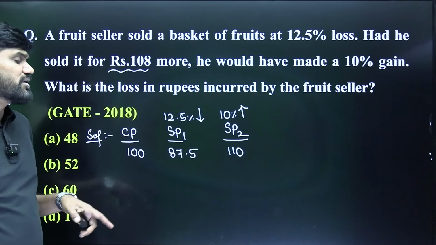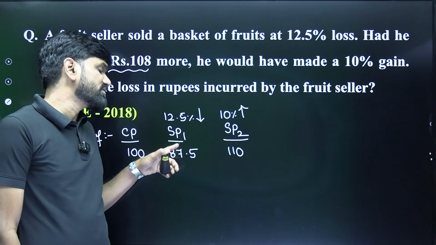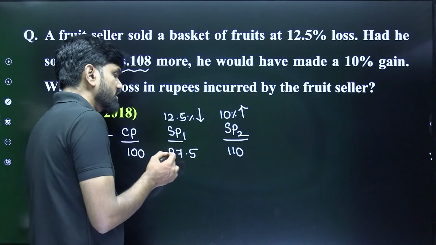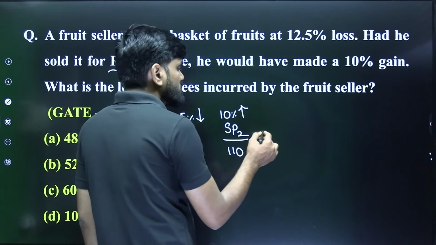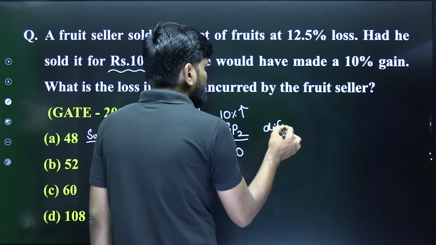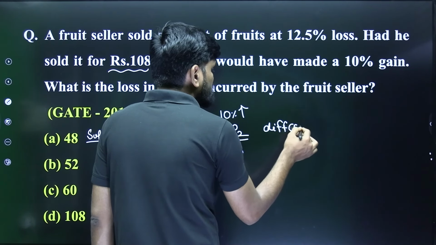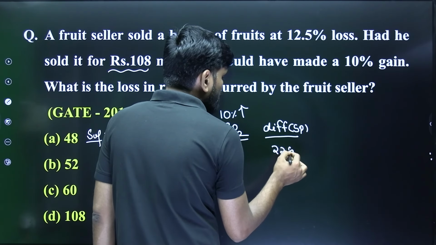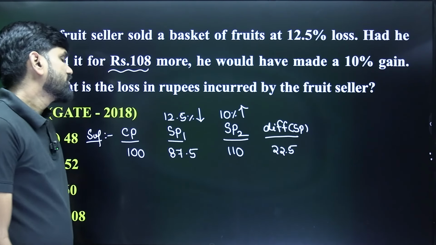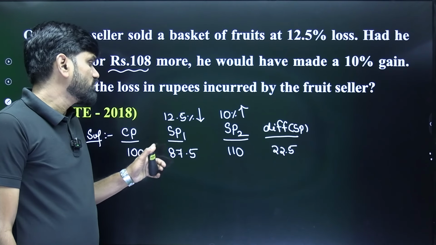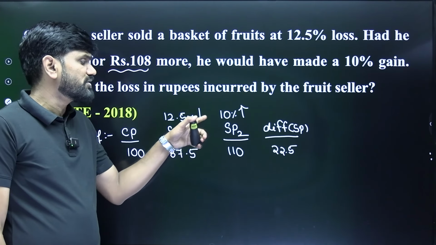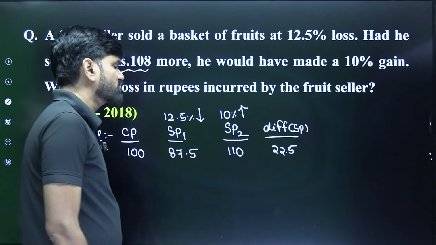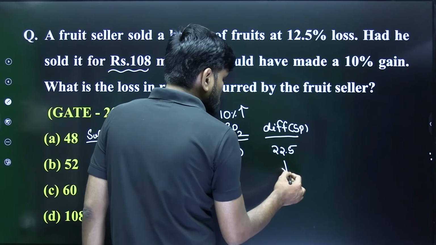What is this 108? That 108 represents the difference between the first case selling price and the second case selling price. So if the cost price is 100, the difference between the selling prices would have been 22.5. If the cost price is 100, to go from 12.5% loss to 10% gain, you need to sell it for 22.5 more. But in the problem, it is not 22.5 more; it is given as 108 more.